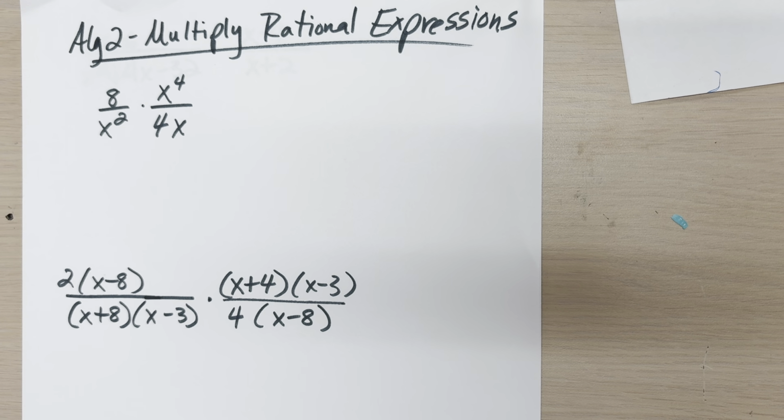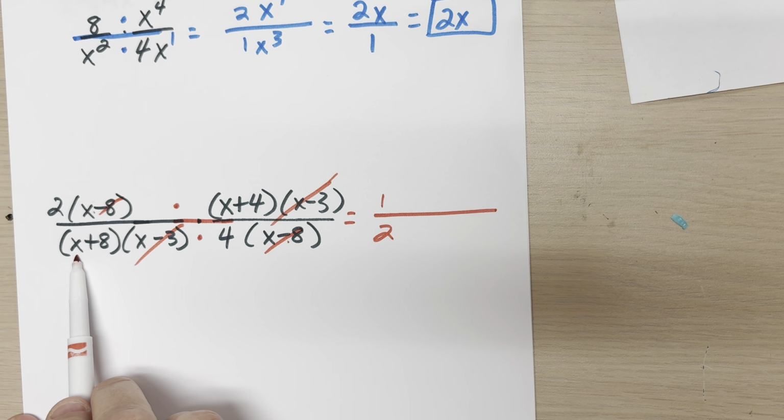Okay. Next, we're going to look at what happens when I start having some binomials into play. So again, I'm going to make one big multiplication problem over another. Now I've got all this stuff on top, all this on the bottom. So I'm looking at coefficients. I have 2 over 4, that's 1/2. I have an x minus 8 here and there, they go. I have an x plus 4, none down there. I have x minus 3, they go. And then I have x plus 8.